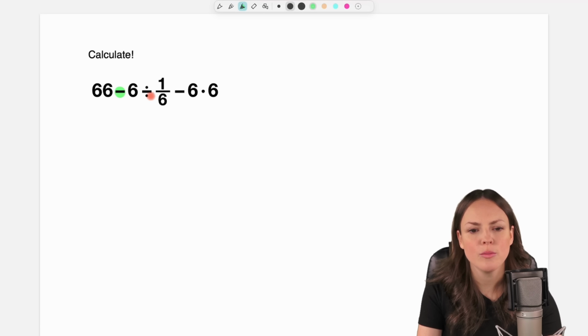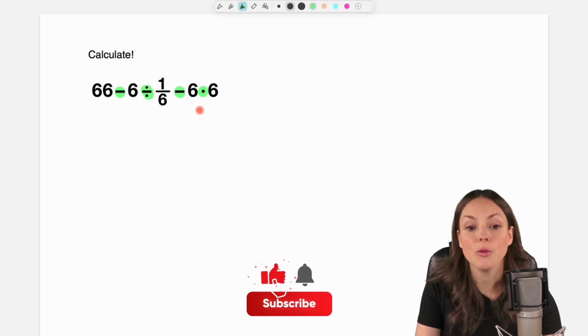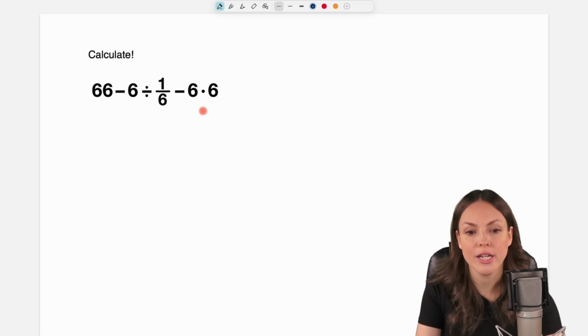We have a minus symbol here, a division symbol, another minus again, and a multiplication. And we have to follow the order of operations, which means that we first have to take a look at the multiplication and the division, and after that then we are allowed to take a look at the addition and the subtraction. So first, multiplication and division.